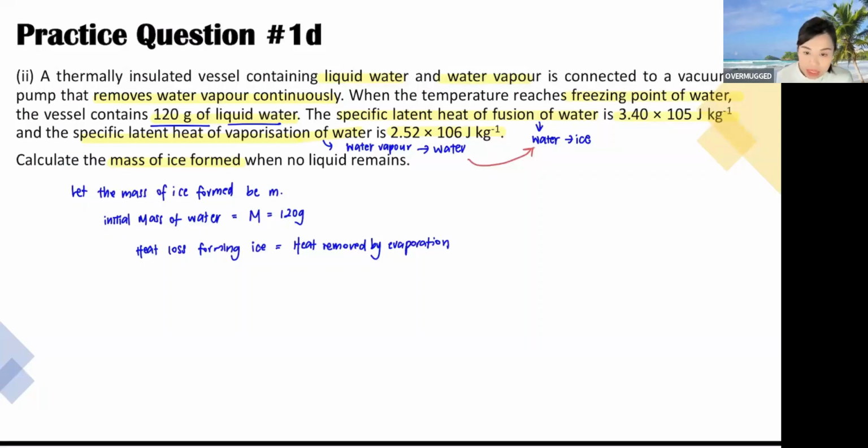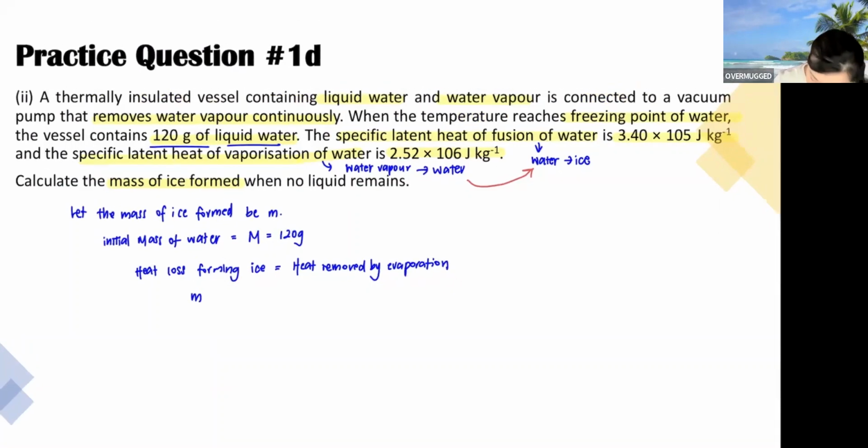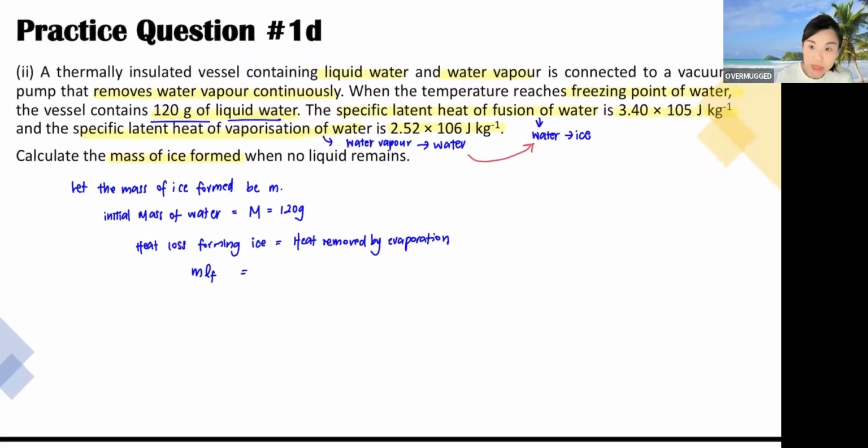So forming ice, evaporation, all these are state processes. Change in state, change in state. So the formula we use will therefore be Q equals ML something. For ice, it is MLF. For evaporation, it is MLV. However, what is my M here?